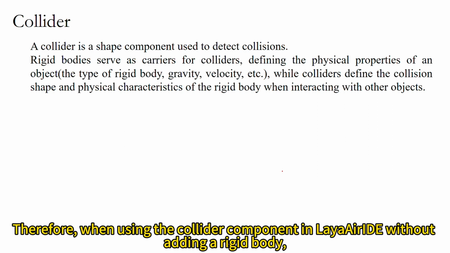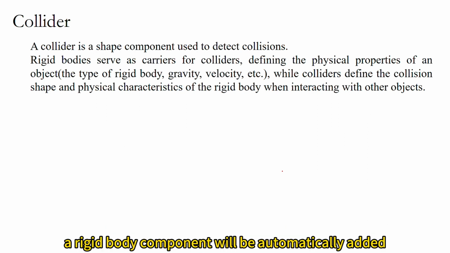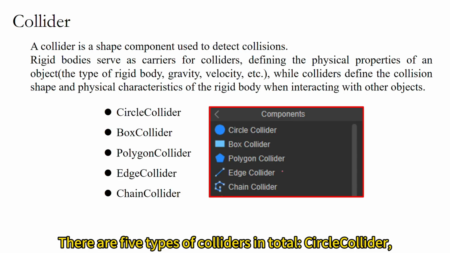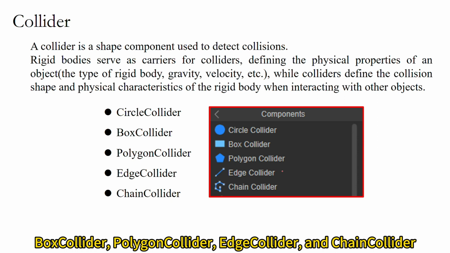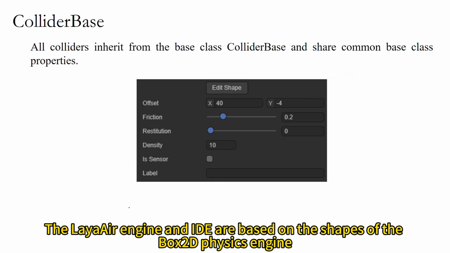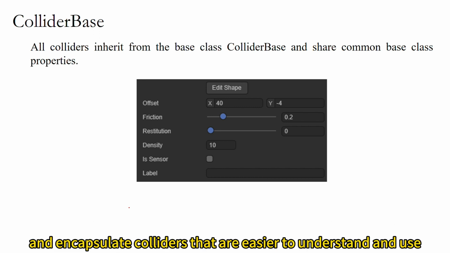Therefore, when using the collider component in LayaIDE without adding a rigid body, the rigid body component will be automatically added. There are 5 types of colliders in total: circle collider, box collider, polygon collider, edge collider, and chain collider. The Laya engine and IDE are based on the shapes of the Box2D physics engine, and encapsulate colliders that are easier to understand and use.